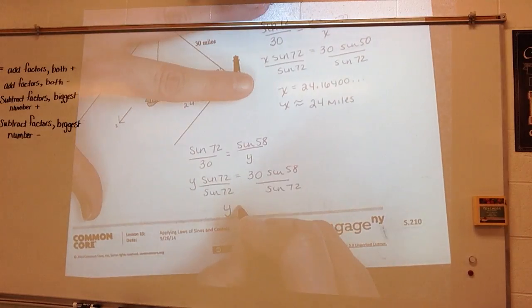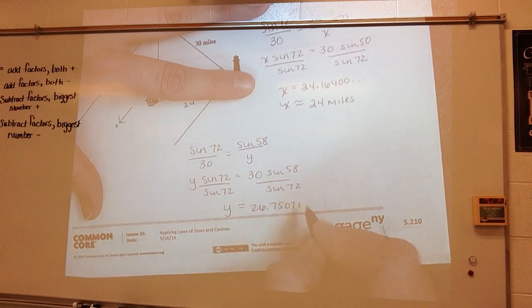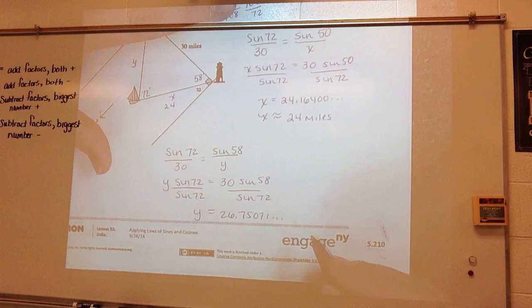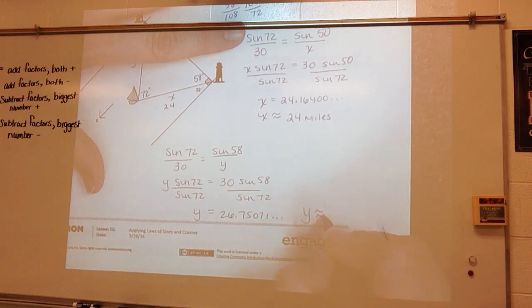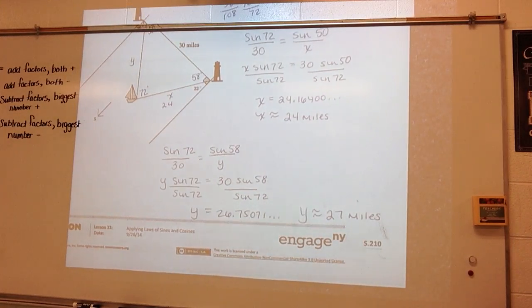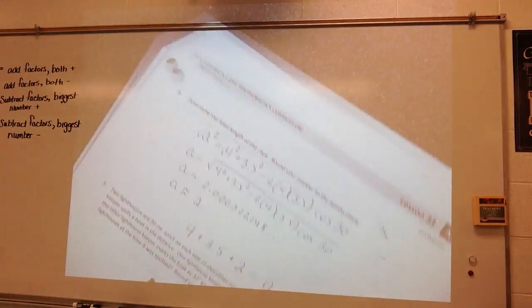So I get 26.75071, and on and on and on. So it tells me that y is approximately 27 miles. Alright? If you choose to do the law of cosines, you're going to get the same answer.